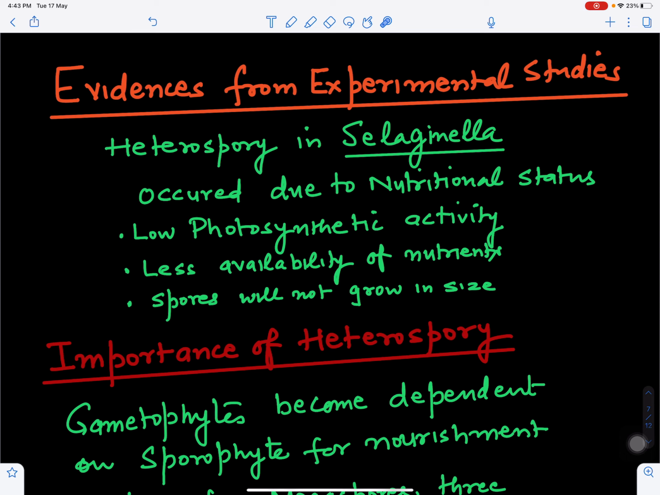Now some scientists believe this is due to nutritional status. कि उनमें जो फोटोसिंथेटिक एक्टिविटी है कम हुई, तो साइज़ ग्रो नहीं हुआ, and spores they develop into microspores. Because of the less photosynthetic activity, nutrient availability was less, and spores did not get proper nourishment and they did not grow into the megaspores, and they remained small as microspores.